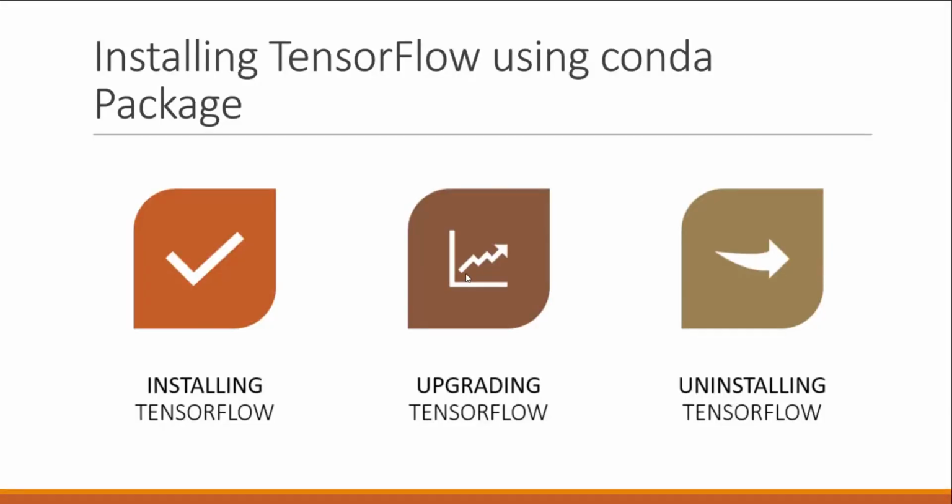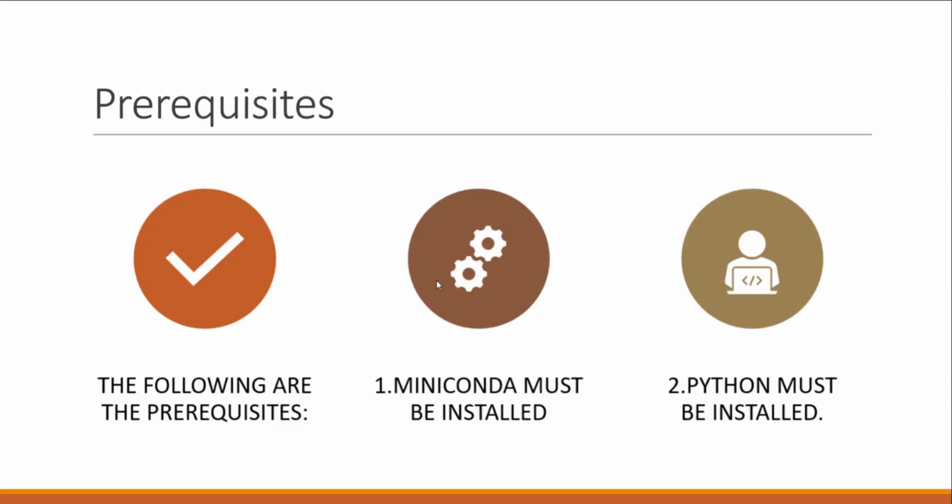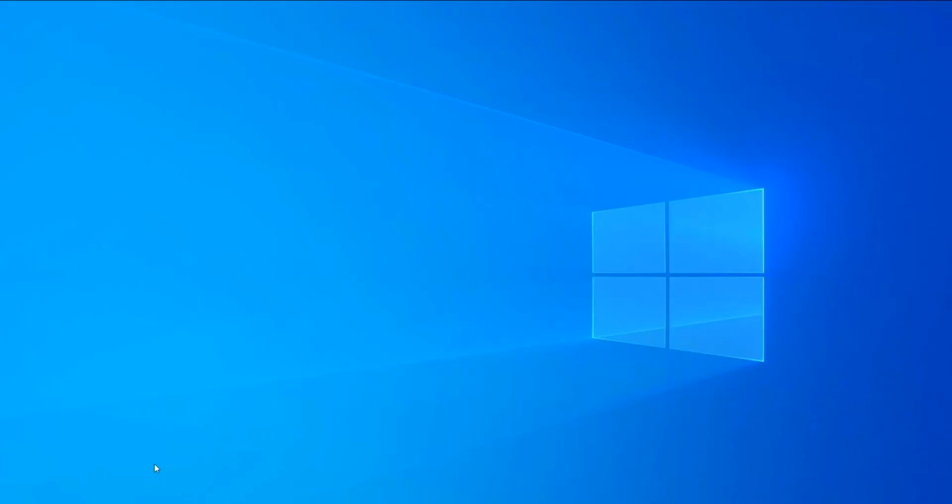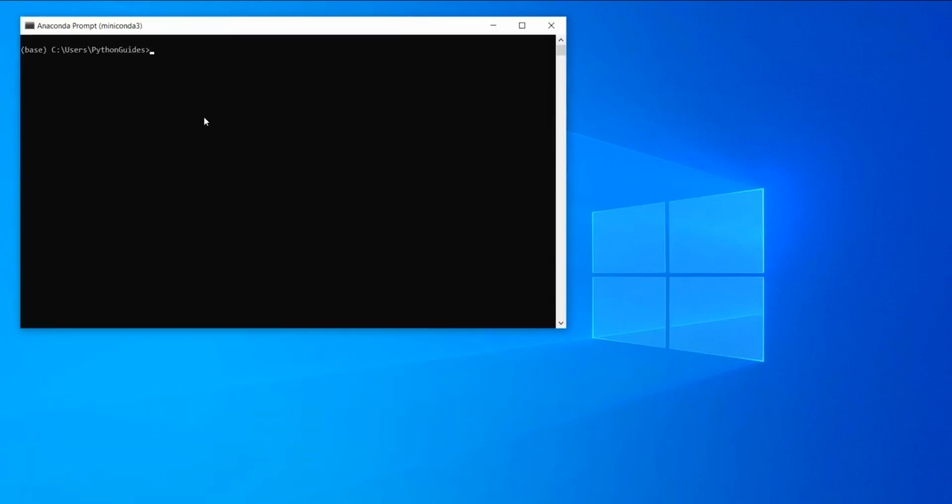Now we will understand how to install TensorFlow by using Conda. In this, first we will discuss how to install TensorFlow, and then we will discuss how to upgrade and remove TensorFlow in our system. For this implementation, we can use the Miniconda installer that contains the Conda package manager. But before you install TensorFlow, you must have already installed Miniconda and Python on your system. Python comes pre-installed with Miniconda. Now we will go to the start menu, type anaconda prompt, and start the Miniconda prompt.